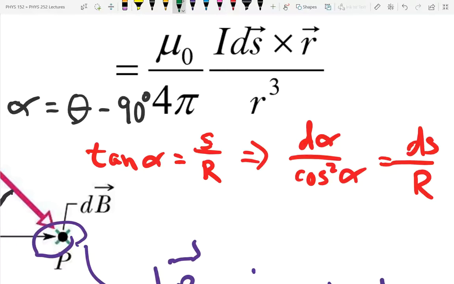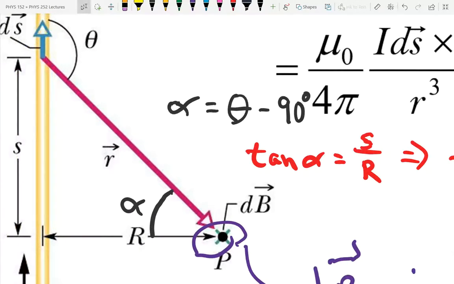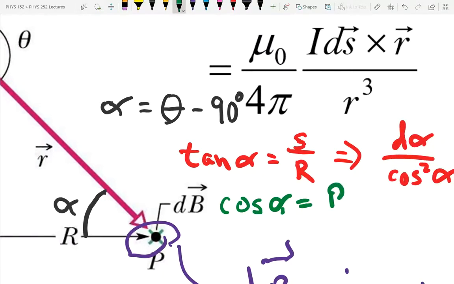That was a long time ago. We use cosine of alpha. What's cosine of alpha going to equal for this triangle? Capital R over lowercase r.